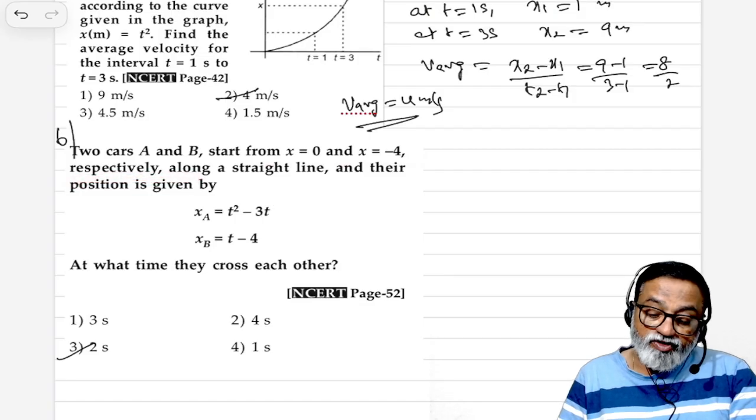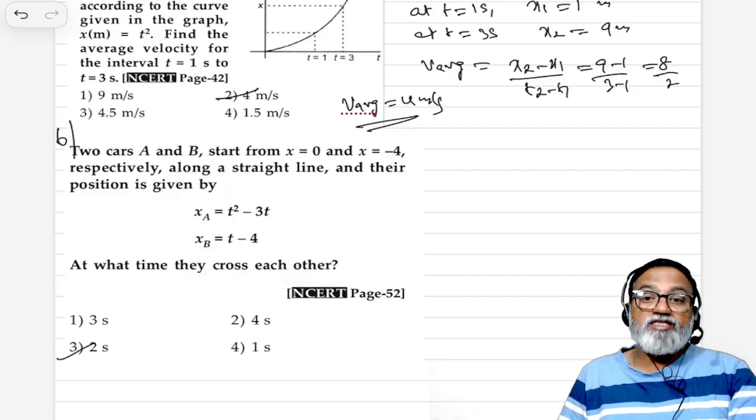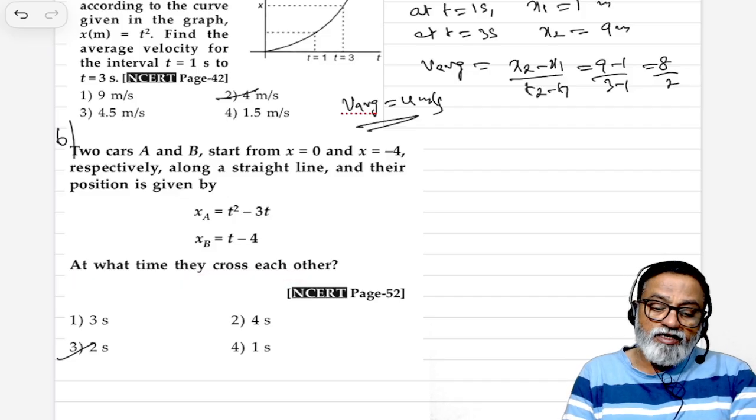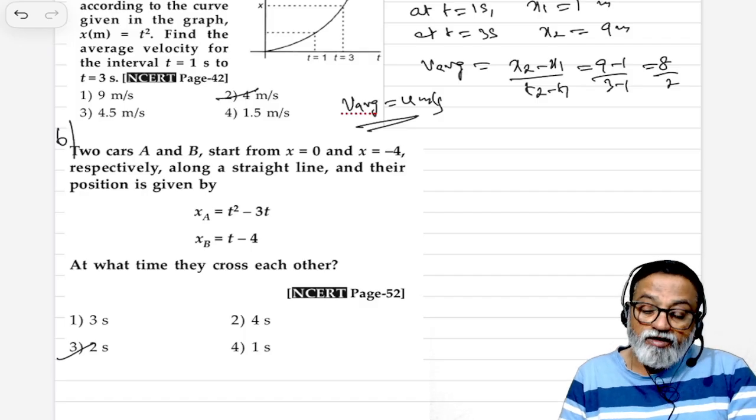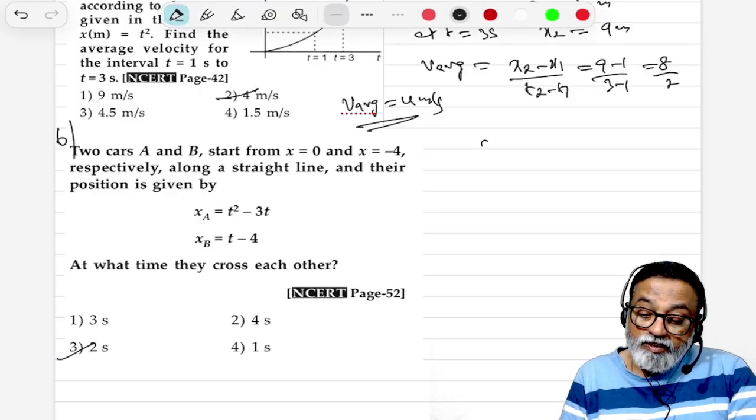respectively along a straight line, and their positions are given by xA is equal to t square minus 3t and xB is equal to t minus 4. At what time do they cross each other? It means when they are crossing each other, their positions are equal. Position vectors are equal from origin. Therefore, here xA is equal to xB.